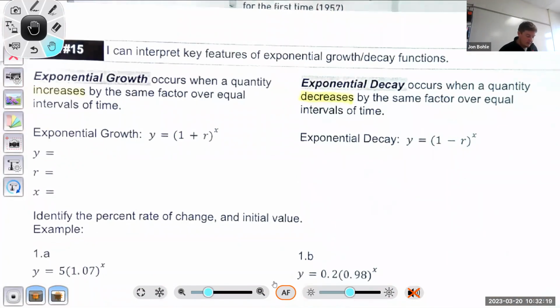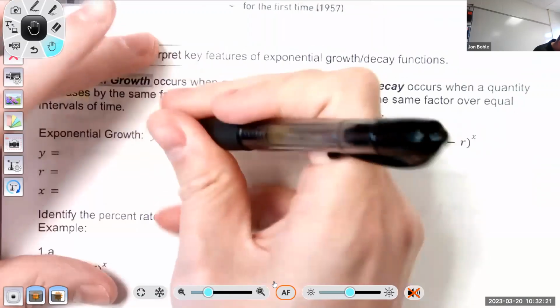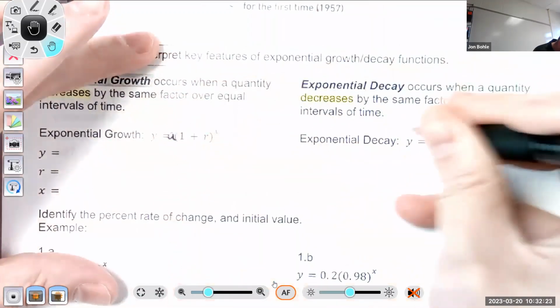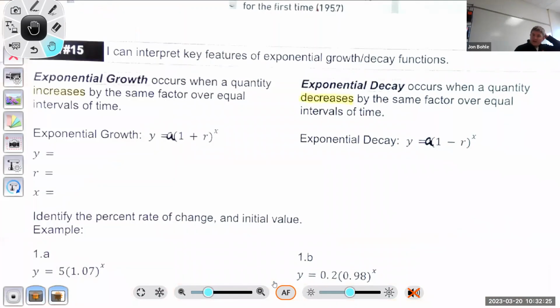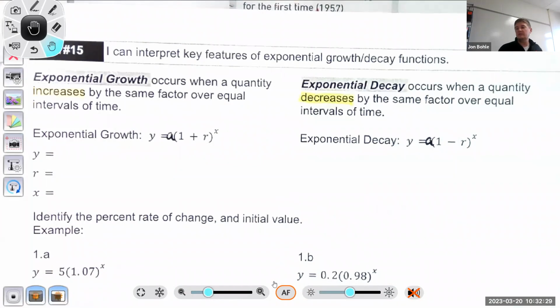Okay, what each of these are missing is an A value right outside of the parentheses. I forgot to type that in there, so I got it typed in this morning. That was a little too late.